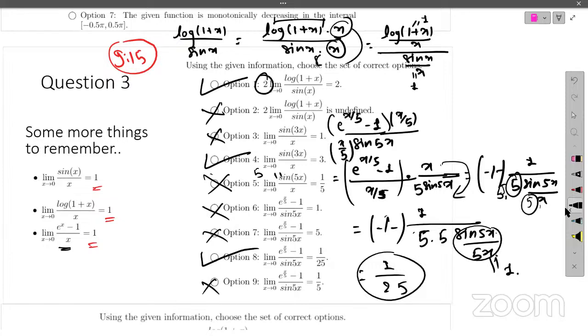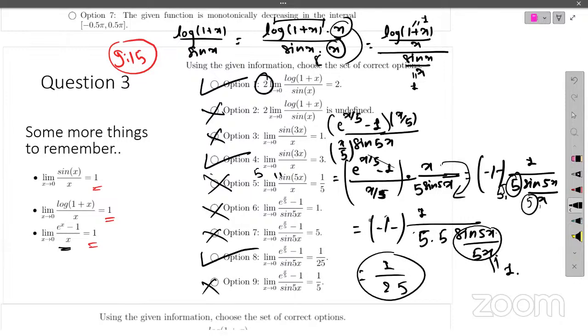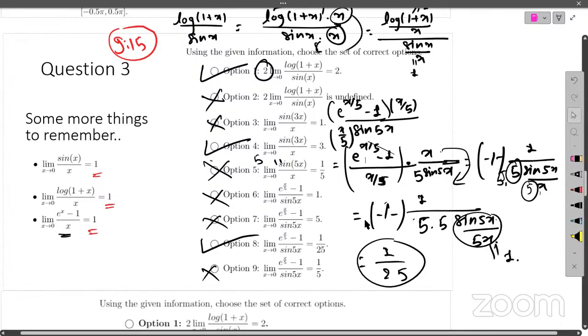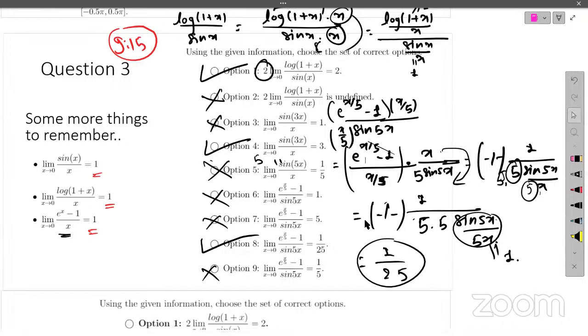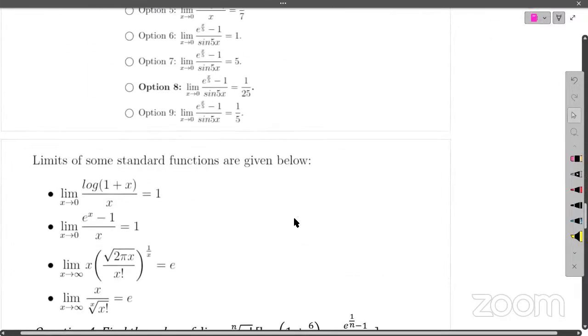Okay, is that fine? Okay, ma'am. Should I slow my speed? If you don't understand this, now you see the calculation, just sit down and try to do it by yourself. That will make it much clearer what we actually did here. Okay, now let's go to the next question.